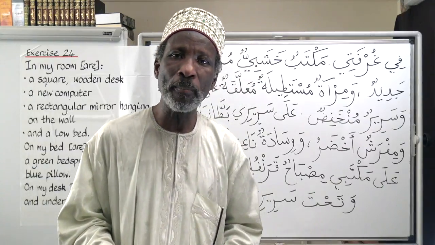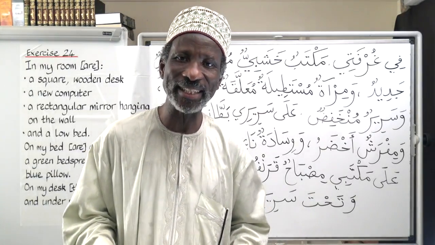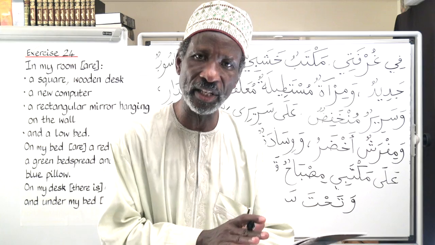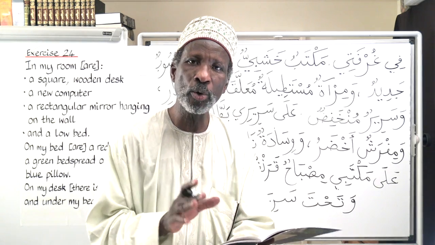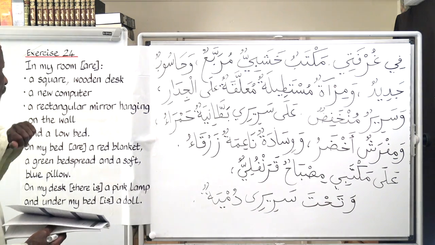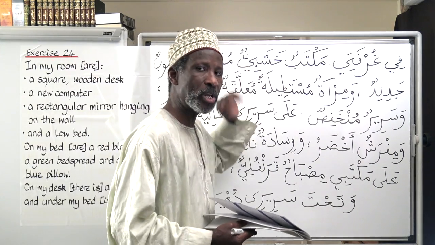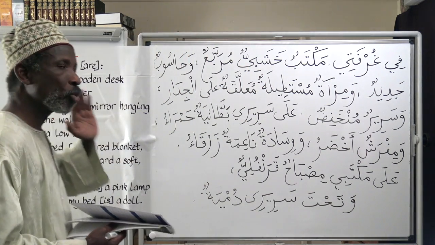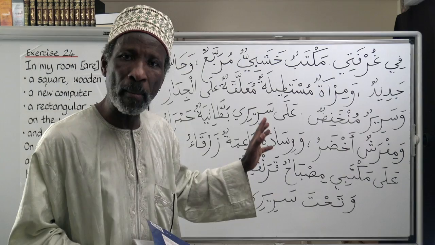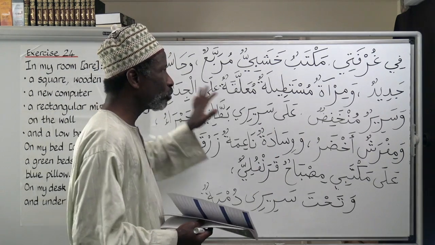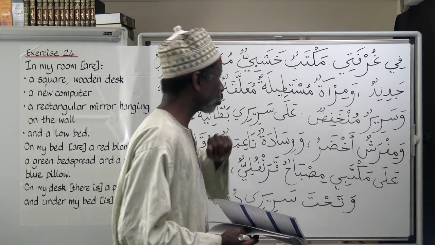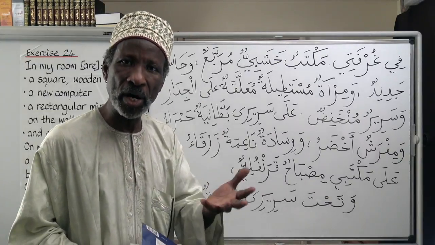Now, let's go to page 33 and do exercise 24. Exercise 24 is a translation of the passage that you can see on that page. Let's go through it together. في غرفتي, in my room. In my room are مكتب خشبي مربع, a square wooden desk. Desk, مكتب; wooden, خشبي; مربع is a square. وحاسوب جديد, a new computer. ومرآة مستطيلة, a rectangular mirror.